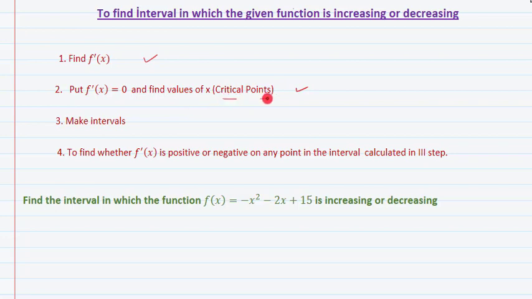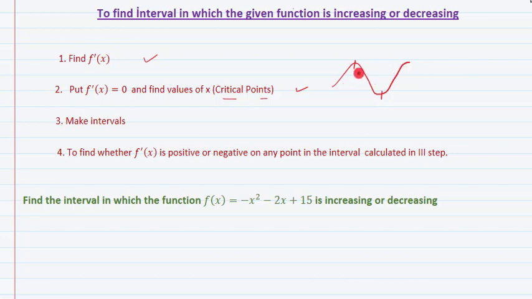Why are they called critical points? Let me explain it. Critical points are the points where the function changes its behavior. It means if the function is increasing, then at a critical point it starts decreasing. Again at another critical point it starts increasing.